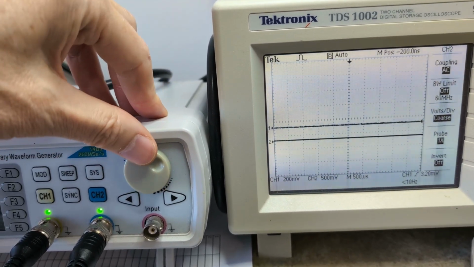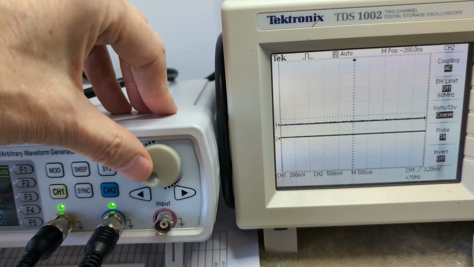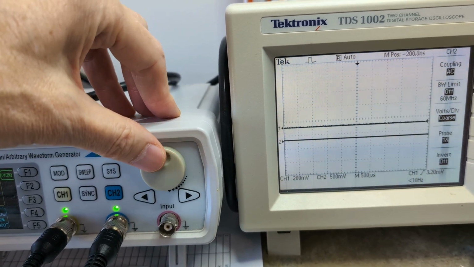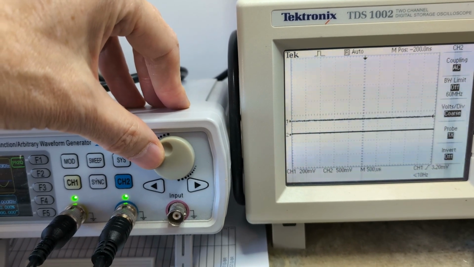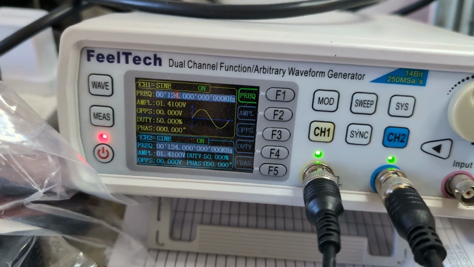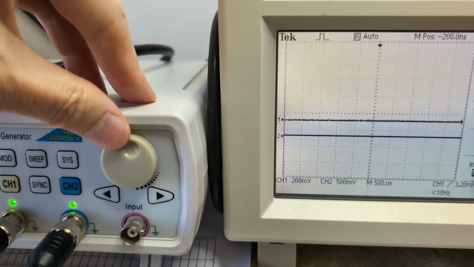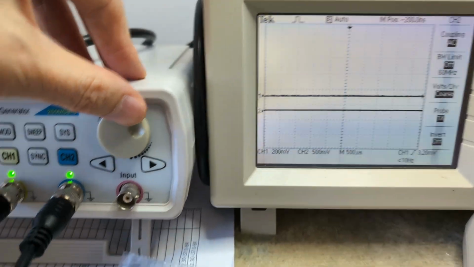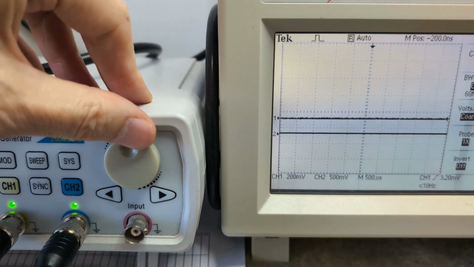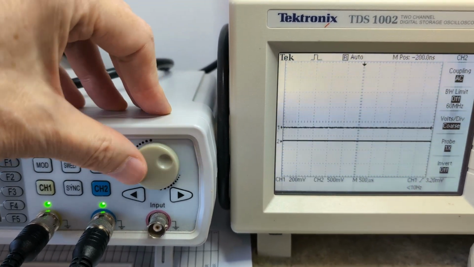60 kilohertz, 70, 80, 90, there's 100, 114, 125. We're on 124 kilohertz, 125, 126, no change to the output. Now, we're sampling at 250 kilohertz. Why is there no aliasing?